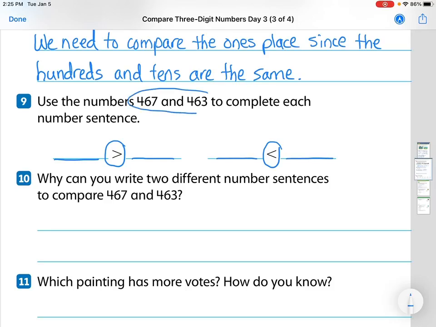Okay, and you're going to be using these two numbers to fill out both number sentences. So pause the video, write your numbers where they need to go, and then come back and see if you got it right. Pause the video now.